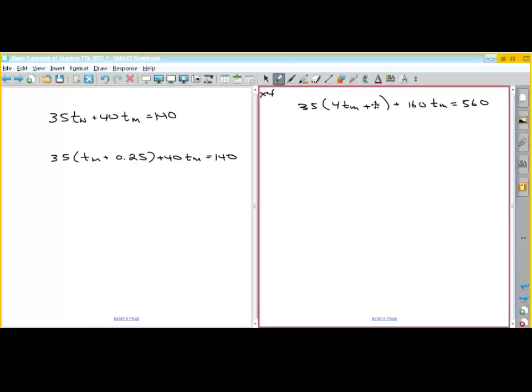So now I would multiply out 35 times both of these terms to get rid of the parentheses. So I'd have 35 times 4, which is 140. So you'd have 140 times t sub m plus 35 times 1, plus 160 times t sub n is equal to 560. And then you combine like terms. So you get 140 plus 160, which would be 300.